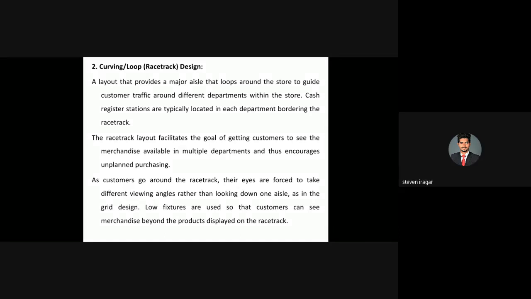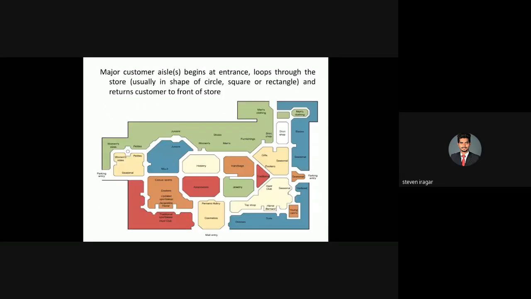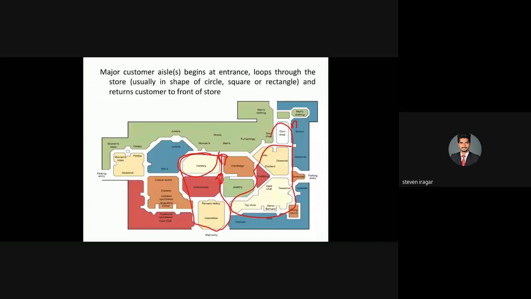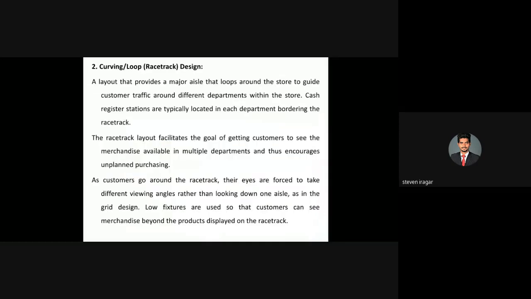No, for example, like here, for each department, probably there will be a small counter, or maybe for these three departments there will be one counter of a registration, or say, sorry, billing counter. Fine. Maybe for these three or four departments there will be one more billing counter here. So somewhere it all depends. Okay, it all depends on the convenience of the customer as well as the convenience of the retailer in managing that.